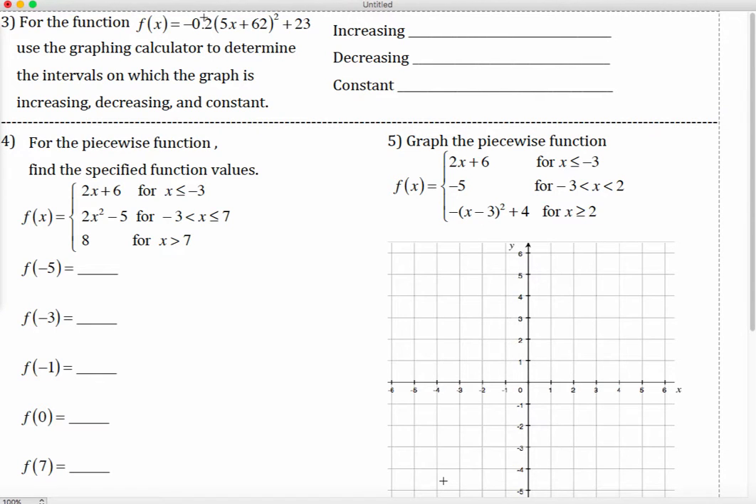For problem number 3, we are going to be determining the intervals of where this function is increasing, decreasing, or constant, and we actually aren't going to have any constant going on for this function up here. It is a negative x squared function, which means it's going to be an upside down parabola. And so our graph is going to look like that. Well, hopefully not that crooked.